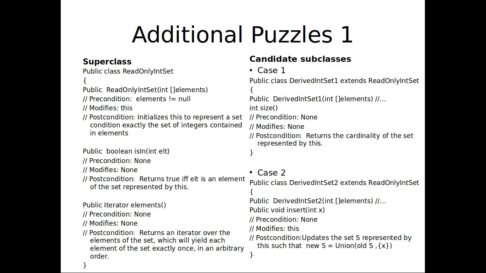Class 2, the subclass, is a read-only inset, but it has an insert method. There's a method to insert one. It allows you to insert things after it's created. Suppose someone only knows they have a read-only inset. Secretly, it's a derived inset. Could they be rudely surprised? How could they be rudely surprised?